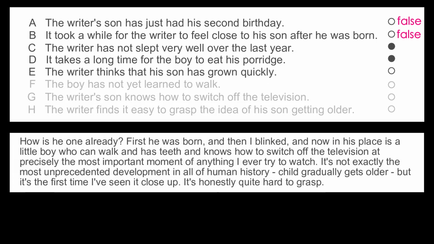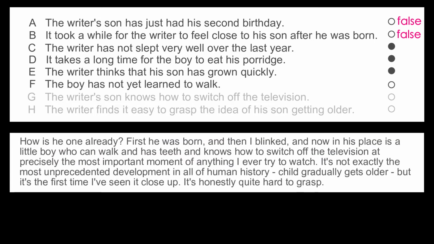E. The writer thinks that his son has grown quickly. In lines 13 to 15, the writer says, "first he was born, and then I blinked, and now in his place is a little boy who can walk and has teeth and knows how to switch off the television at precisely the most important moment of anything I ever try to watch." The way in which he goes from a baby to a little boy as the writer blinked, suggesting a very short period of time, communicates his belief that his son has grown up quickly. So this statement is true.